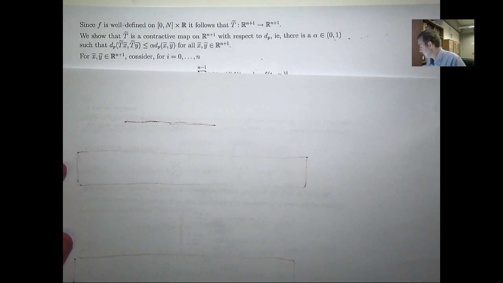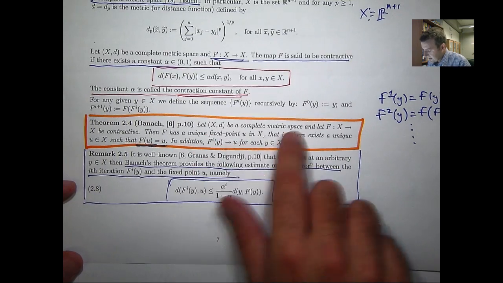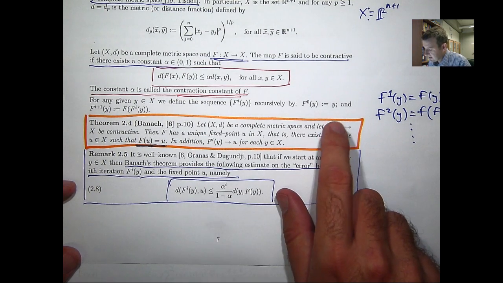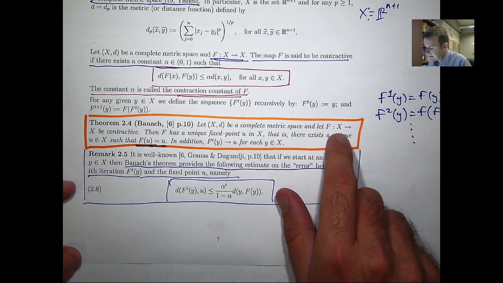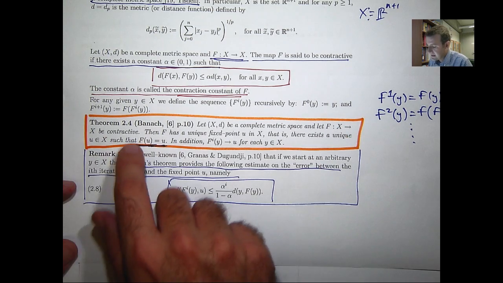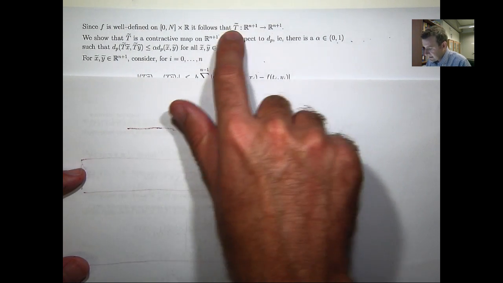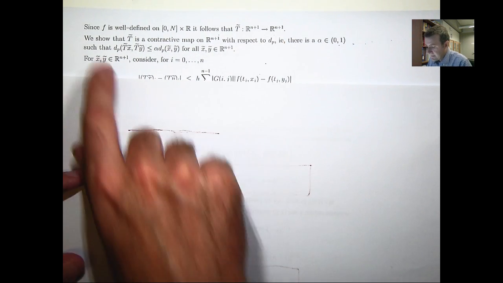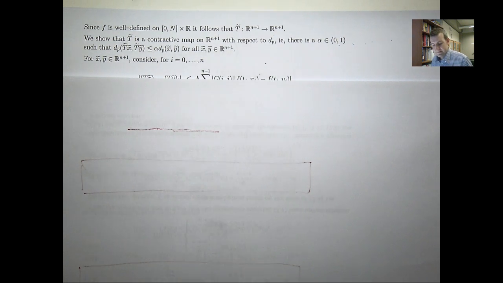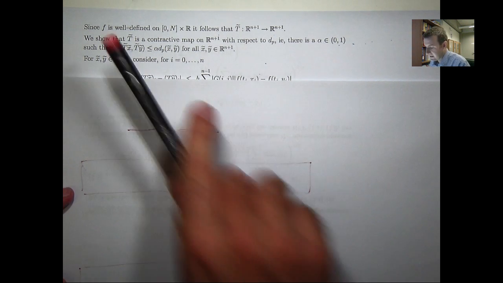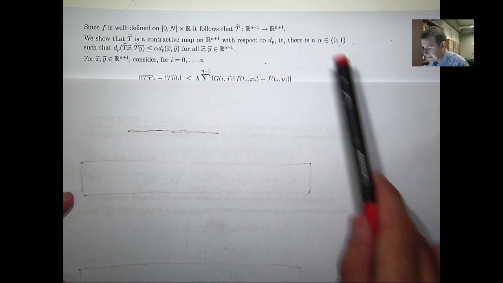Okay, well, we've got our complete metric space. We want to show that our operator maps, in this case, R to the n plus 1 into R to the n plus 1, and we also want to show that it's contractive. So this is actually pretty easy to show. Okay, the slightly more difficult thing is to show that we have a contractive map on our hands.